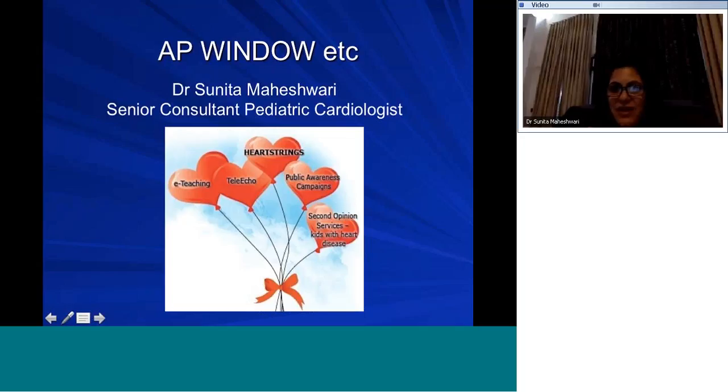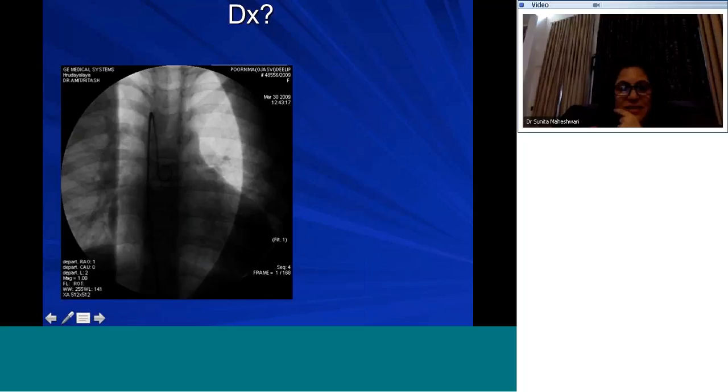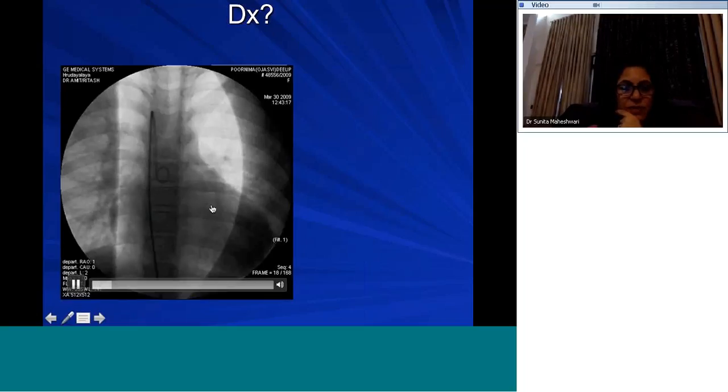Do a class on aortopulmonary window, etc., with quiz questions mainly. So we'll get started. This is an angiogram, AP view, pigtail catheter.